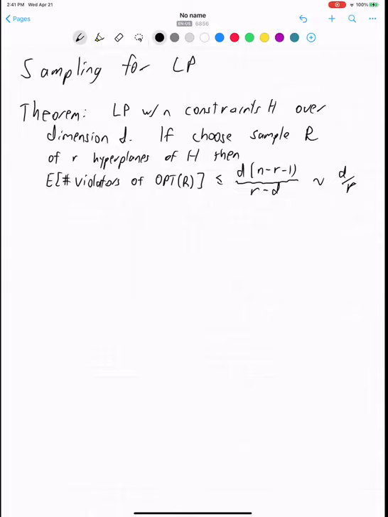Okay. And sanity check, as you increase the size, the number of hyperplanes R that you choose, the expected number of violations that you're going to see, which is Dn over R, decreases, right? Which is what we would expect.